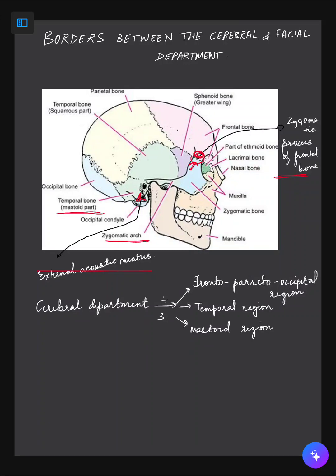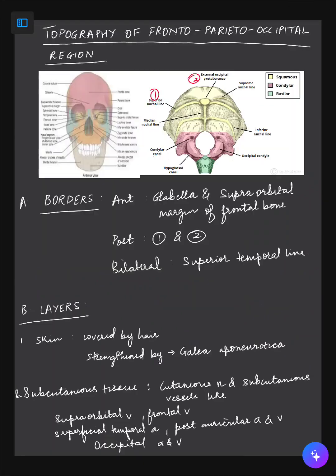Now the cerebral department is divided into three regions. What are those? The frontoparietal-occipital region, the temporal region and the mastoid region. Now we go through these three regions. Topography of the fronto-parieto-occipital region. What are the borders of this region? First is the anterior border, which includes the glabella, which is here, the supraorbital margin and the frontal bone. This is the anterior margin.